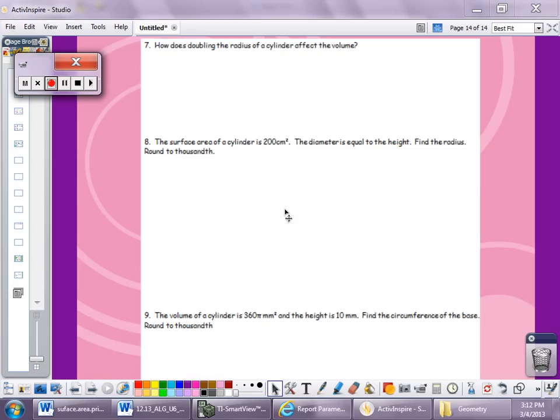The last stat. Here we go. How does doubling the radius of a cylinder affect the volume?